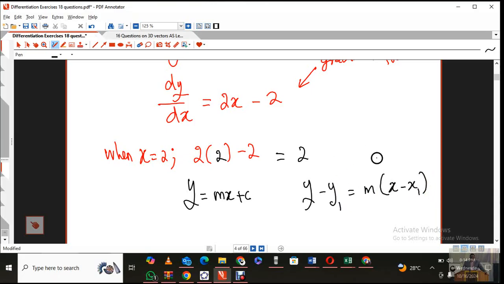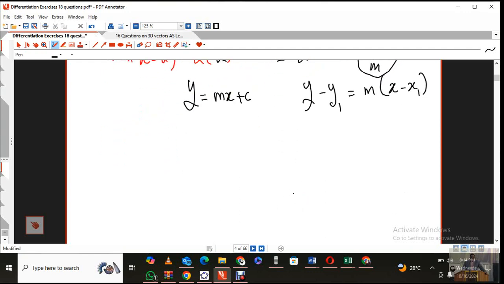So basically, if I have a point and I have a gradient, I can use this formula. You can also use this formula if you want to. Right, so let's use the first one. Now I said the gradient was nothing but 2x, but we do not know the y-intercept. But we know that that is the point.